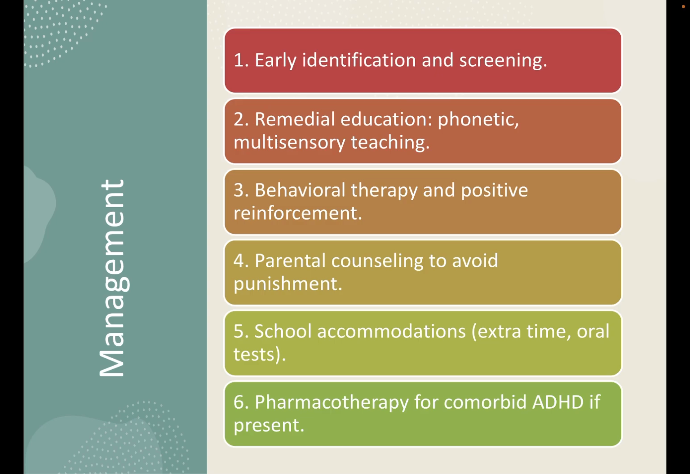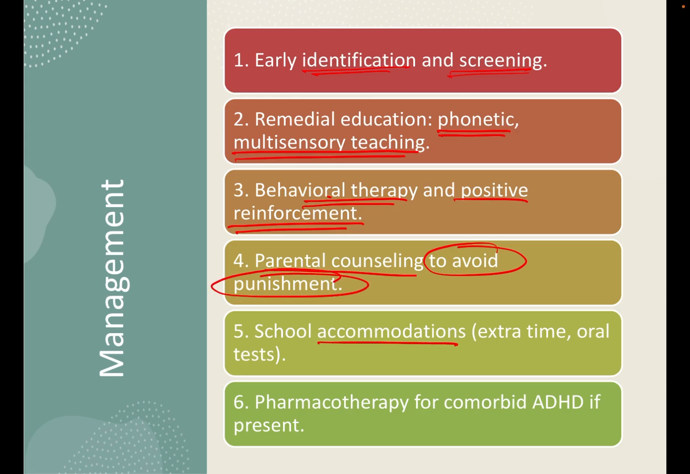So, coming to the management, early identification and screening is important. Remedial teaching like phonetics and multisensory teaching is required. Behavioral therapy and positive reinforcement is required. Parental counseling to avoid punishment for poor academic performance is very essential. School should be facilitated to accommodate them by providing extra time or oral tests. Pharmacotherapy is indicated only for comorbid conditions like ADHD, if present.